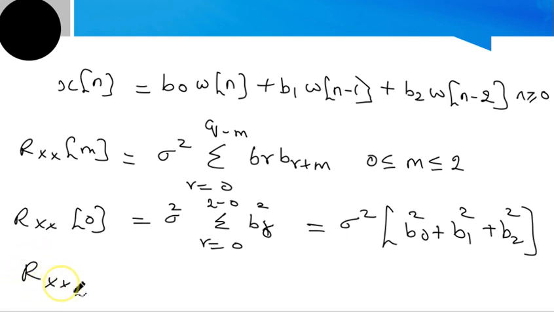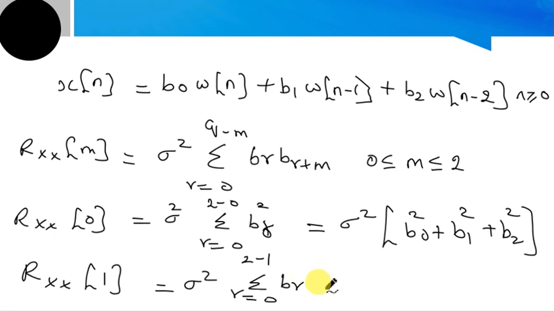So my Rxx of 1 in this case would be sigma squared summation r equal to 0 to 2 minus 1. I will have br into br plus 1. This will give me the result as sigma squared into b naught b1 plus b1 b2. So this is Rxx of 1.